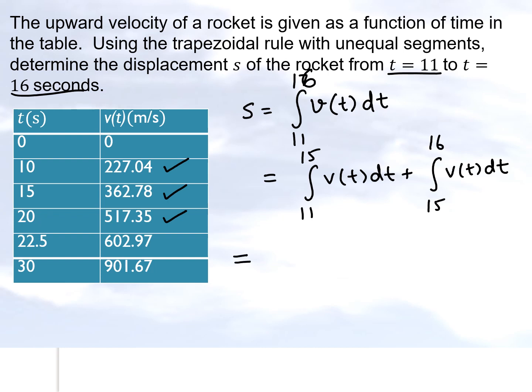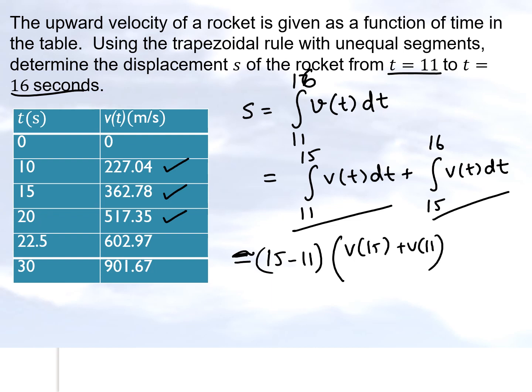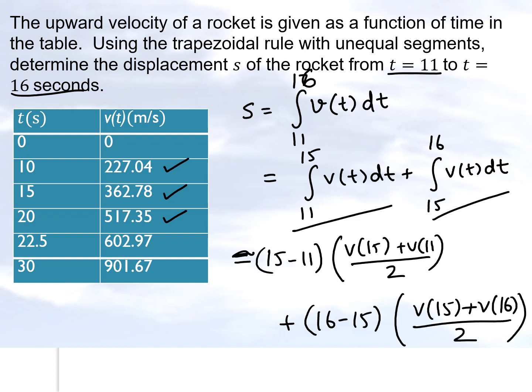Now, what's going to happen is that we can approximate this by applying the single application trapezoidal rule on this one, and single application trapezoidal on this one, which will be 15 minus 11 times the velocity at 15 plus the velocity at 11, divided by 2, plus 16 minus 15 times the velocity at 15 plus the velocity at 16, divided by 2. However, what we've got to understand now is that we do know the velocity at 15, which is given in the table itself, but the velocity at 11 and velocity at 16 are not known to us.